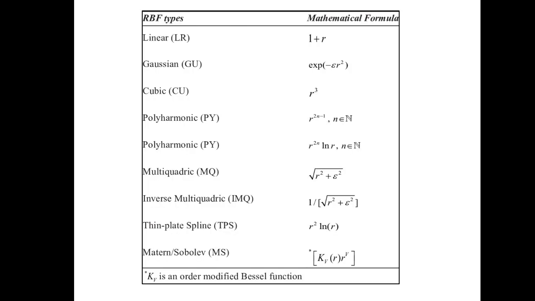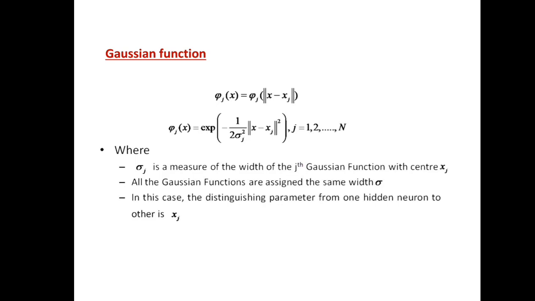There are various RBF type functions, namely linear, Gaussian, cubic, polyharmonic, multiquadratic, inverse multiquadratic, thin plate spline, and Matern. We usually use the Gaussian type. So here is a Gaussian function. The radial basis function is defined by the Gaussian function.